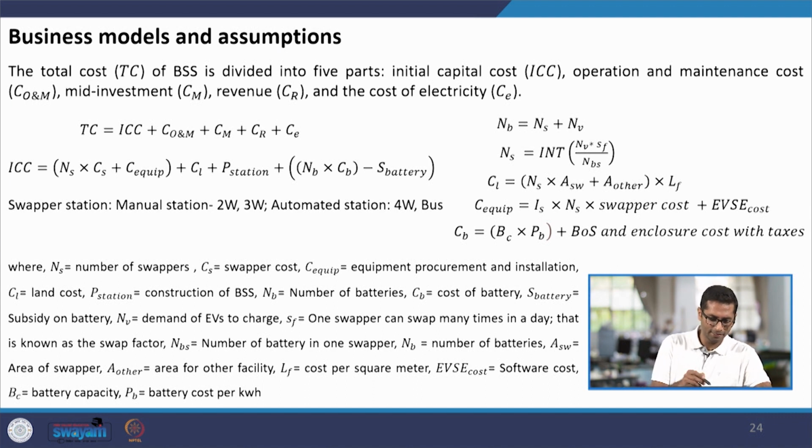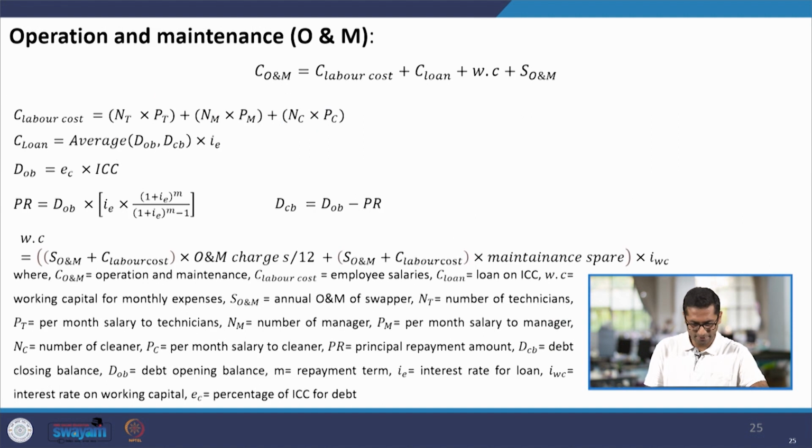The total cost included the initial cost, the operation and maintenance cost, and the cost of mid investment, the revenue that is generated from the subscription fees, and the cost of electricity. The initial investment would include the batteries, the buying of the station or leasing the land for that, and the buying of the swapper, which is the mechanism that would change the discharged battery with the charged batteries. I would not go into details of each and every component, but this is just to give you an understanding. And then the operation and maintenance cost will include the labor cost, the loan that you would have taken, the working capital, and other O&M costs.